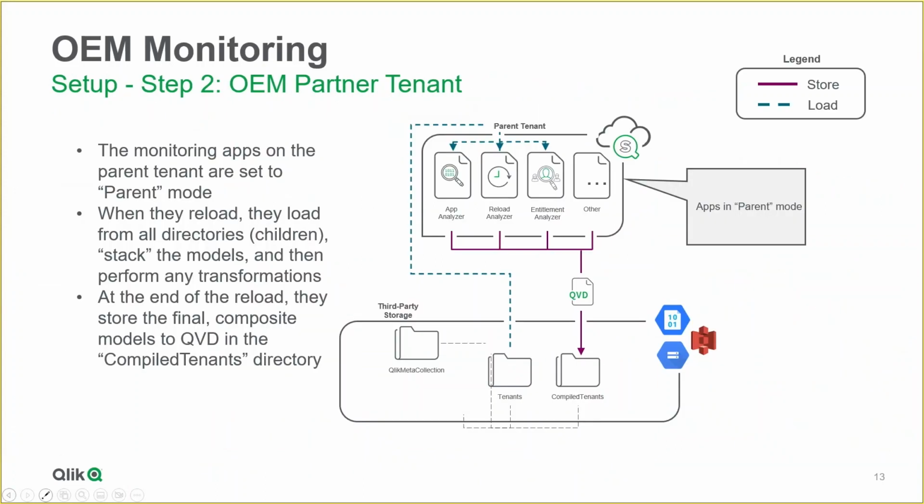Now let's see what's happening on the parent tenant level. Since the core monitoring apps are running in parent mode, they will not collect any data from the tenant itself, but instead load the data collected from each child tenant, which has been stored in the centralized file storage, then stack the models, perform some transformations, and store the composite models as QVDs into the compiled tenants folder of the centralized file storage.